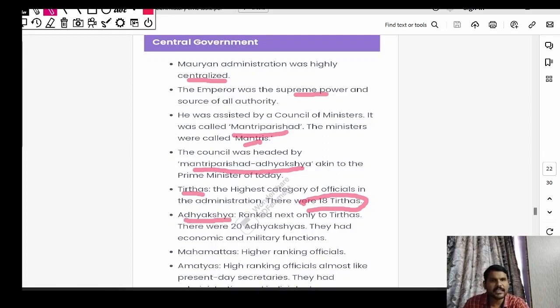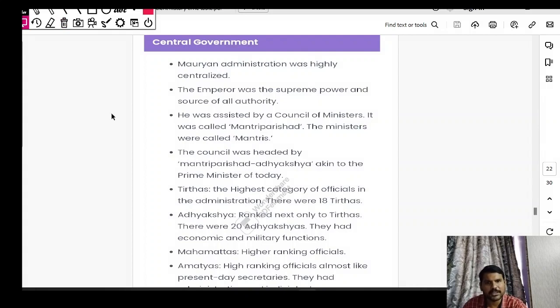Adhyakshas are ranked next to Tirthas. So first there are 18 Tirthas, followed by 20 Adhyakshas. Mahamatas are also higher ranking officials, and Amatyas are higher ranking officials, almost like present day secretaries. So you have Tirthas, Adhyakshas, Mahamatas, and Amatyas. These things will be asked in the exam about the administration.